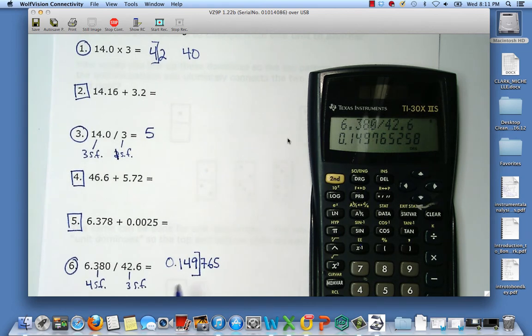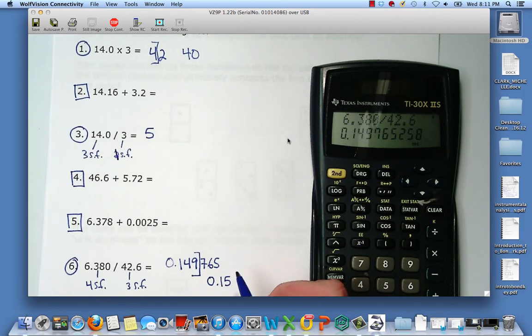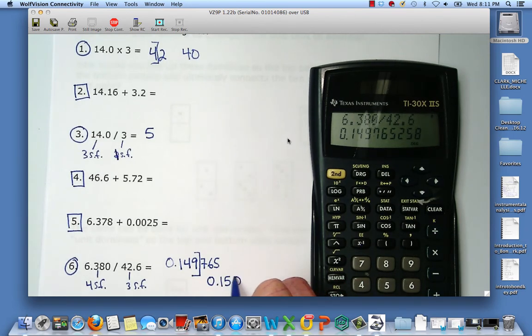Okay, so we didn't come up with an answer on this one. What's the answer to the correct number of Sig Figs? So 0.1... So you need to have that. That is not a placeholder. That actually counts because it's after the decimal. So 0.150 is the correct answer.